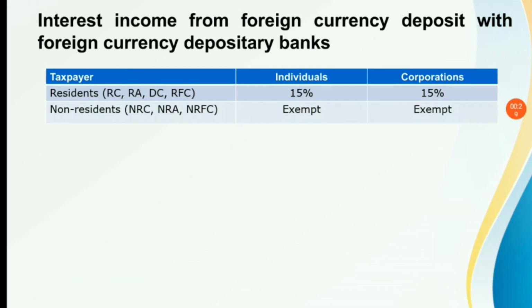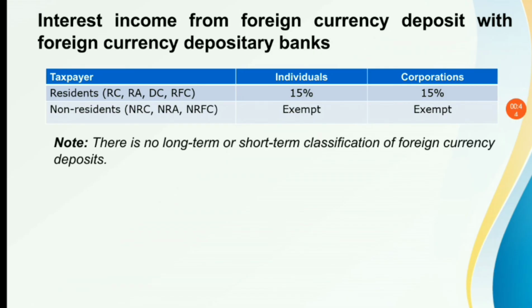However, if the taxpayer is a non-resident, and that includes a non-resident citizen, non-resident alien, and non-resident foreign corporation, they will be exempted from the final tax. And then take note that here, there is no long-term or short-term classification of foreign currency deposits.